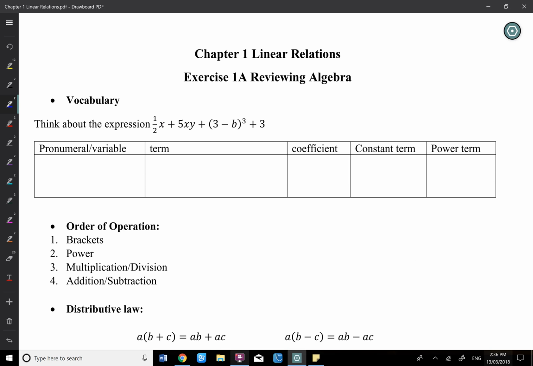Okay, so we have some review on algebra first. So let's talk about some vocabulary. We give an expression here, a half x plus 5xy plus 3 minus b cubed and then plus 3. So this is an expression. What's the difference between an expression and an equation? An expression has no equal signs, and an equation has an equal sign. Very easy to distinguish between them. So that's the expression.